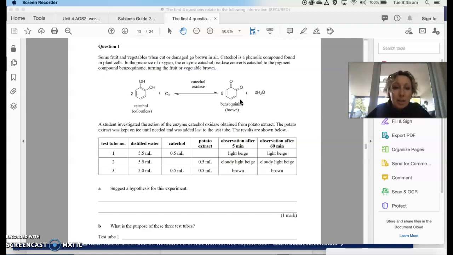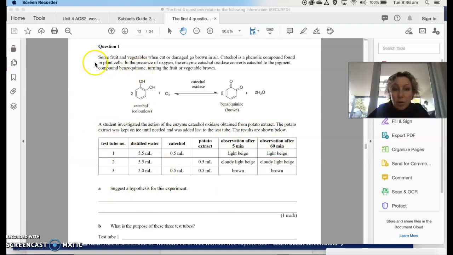So the question states, some fruit and vegetables, when cut or damaged, go brown in air. Catechol is a phenolic compound found in plant cells. In the presence of oxygen, the enzyme catechol oxidase converts catechol to the pigment compound benzoquinone, turning the fruit or vegetable brown. Then we can see the reaction here. A student investigated the action of the enzyme catechol oxidase obtained from potato extract. The potato extract was kept on ice until needed and was added to the test tube. The results are shown below in this table. Okay, now let's read this in detail.